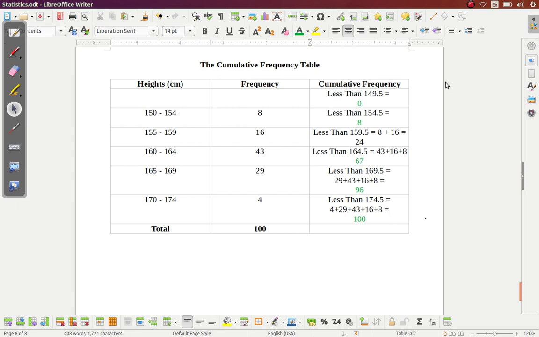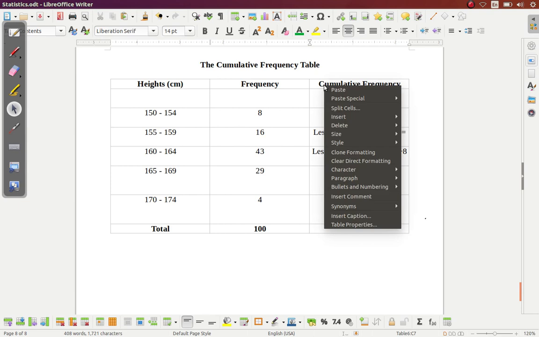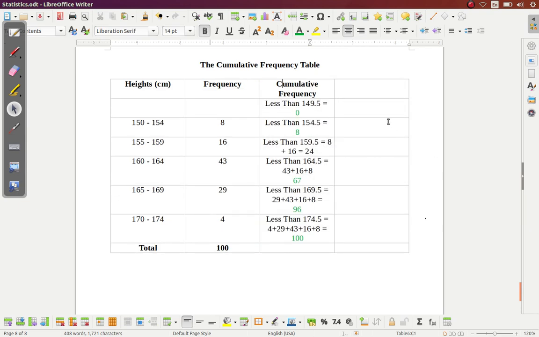All right. So what I'm going to do right now is insert another column after. I'll also call it cumulative frequency and just put in the values alone. 0, 8, 24, 67, 96, 100. The cumulative frequency values. So this now is our cumulative frequency column.